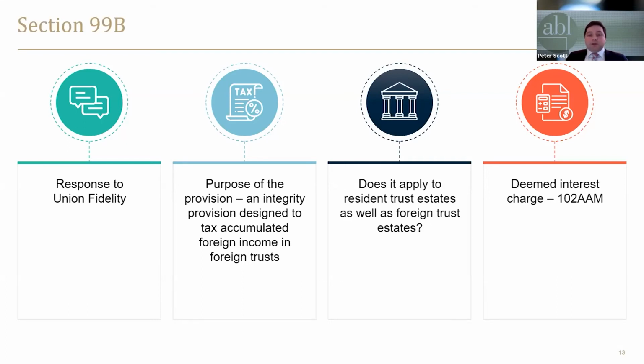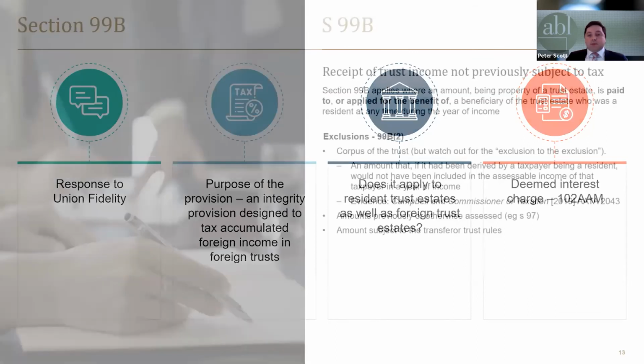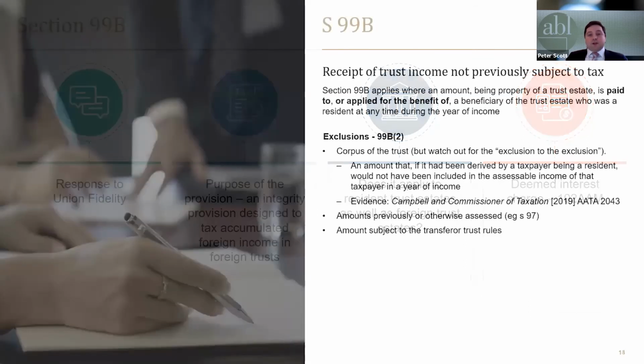It's important to note that where Section 99B does apply to a distribution, there's also a deemed interest charge, which could have potentially devastating consequences depending on your ability to trace where that distribution was originally earned by the trust. So if we move on to the next slide, we can look at the framework of Section 99B.